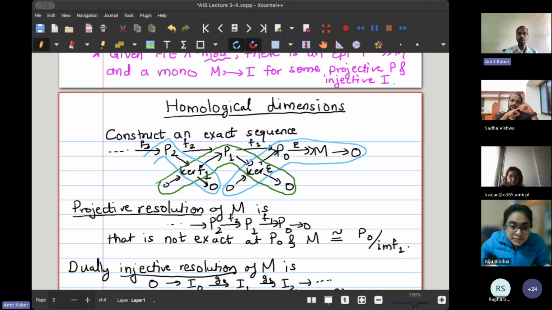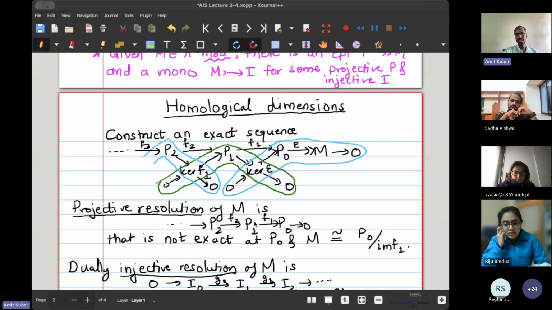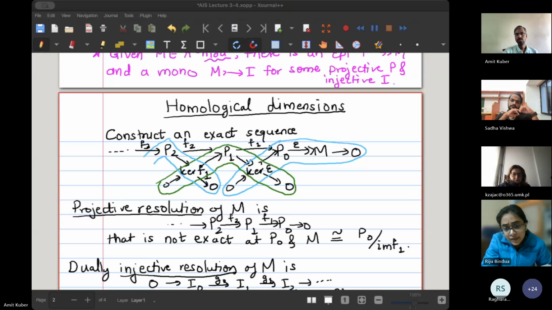In a projective resolution, M doesn't appear. You have to chop it down, truncate that sequence at P0 and just put a 0 afterwards. And this sequence is not exact. This is a sequence entirely consisting of projective modules. That's why projective resolution. It is not exact at P0. Everywhere else it is exact. And how can you recover M? Well, by taking P0 divided by image of F1, because it's simply the cokernel of that.